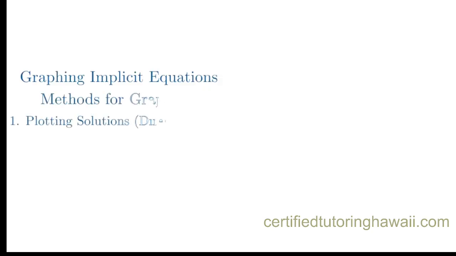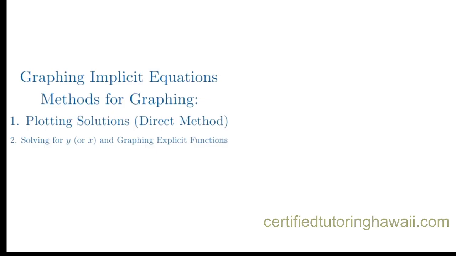First, we can plot solutions. This is the most direct way and works for any implicit equation. The second method, which is often faster but only works for some equations, is to solve for one variable and then graph the resulting function or functions. Let's start with our first objective, using the direct method of plotting solutions.